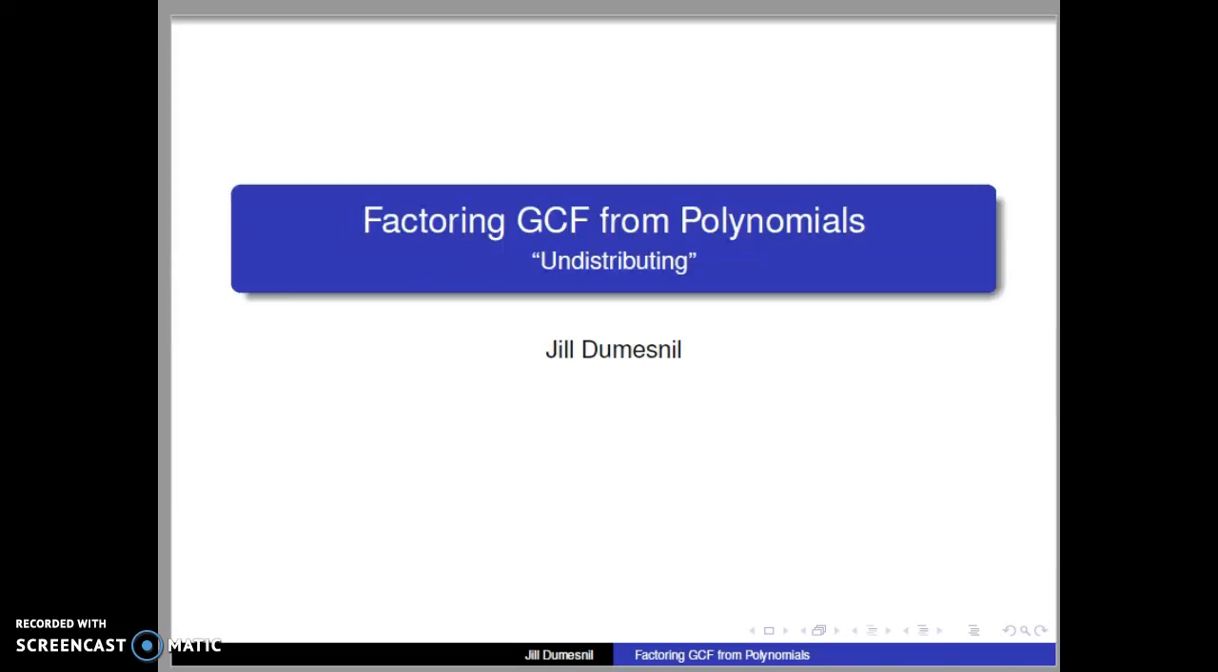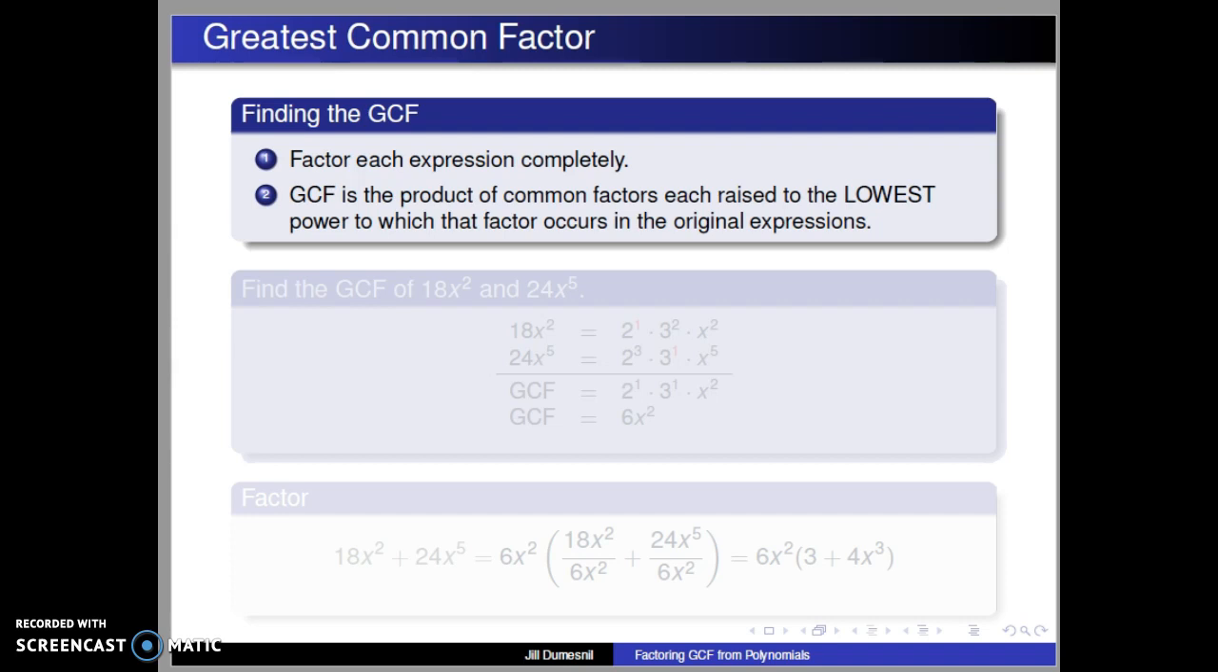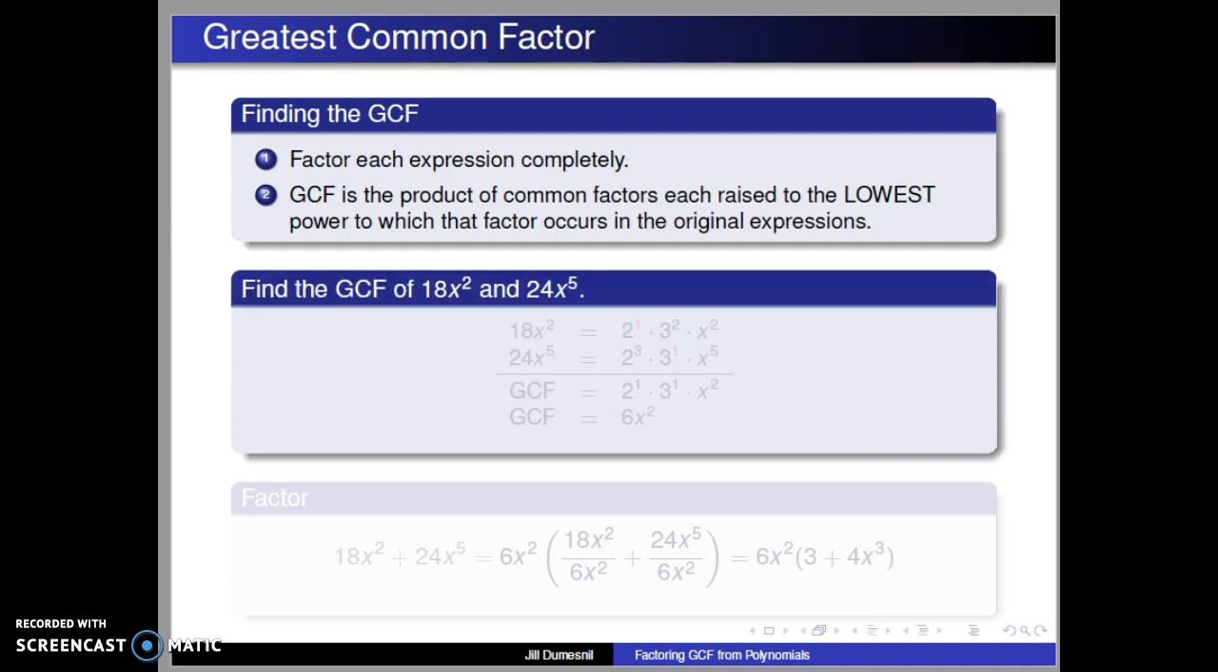When we want to undistribute the greatest common factor from a polynomial, the greatest common factor isn't always immediately obvious. To find the greatest common factor, or GCF, of polynomials, first factor each expression completely. Then the GCF is the product of the common factors, each raised to the lowest power to which that factor occurs in the factorizations. Let's find the GCF of 18x squared and 24x to the fifth.